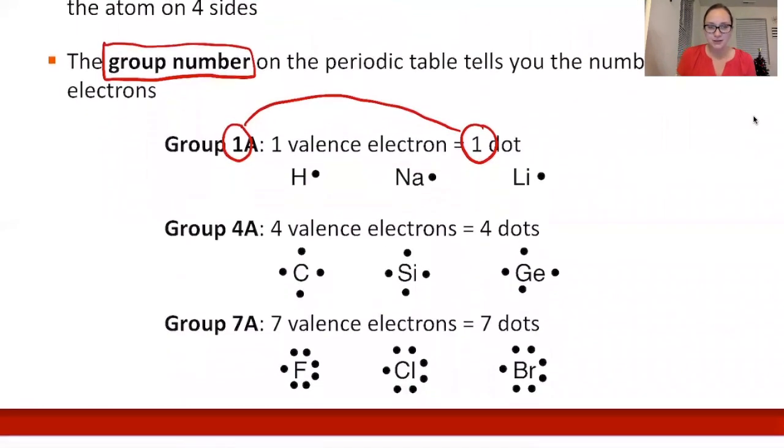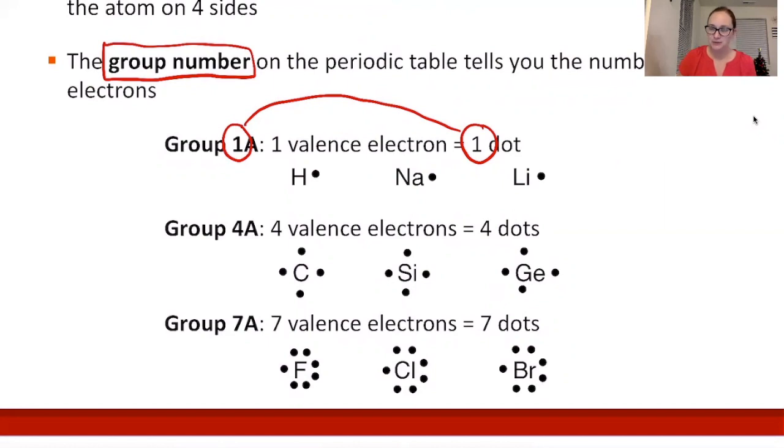Okay, and then additionally, it's the same with group 4A. You have 4 dots in group 4. So you'll spread these dots out, 1 on each side, before you start doubling up. So carbon will have 1 dot on each side to represent 1 valence electron on each side. Okay, and then as another example, group 7 would have 7 dots.